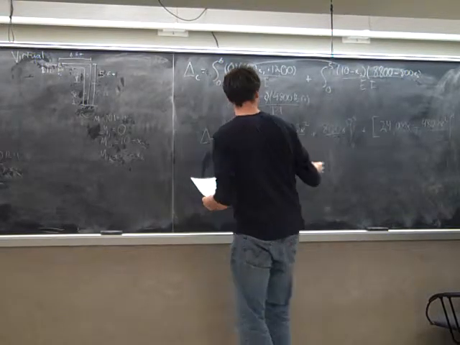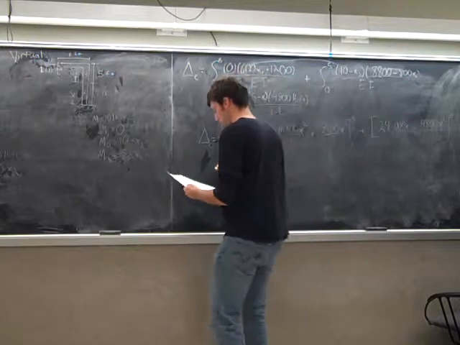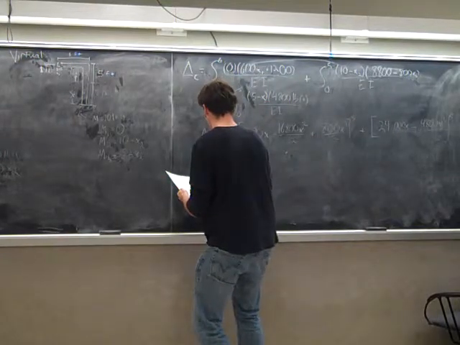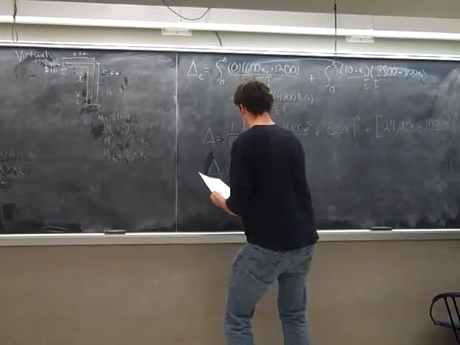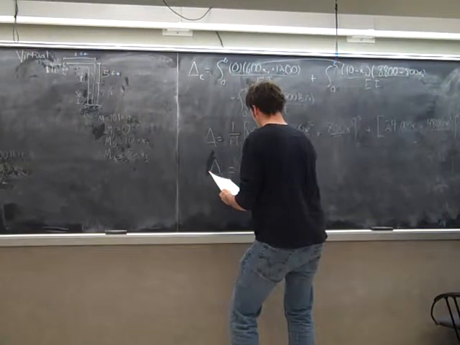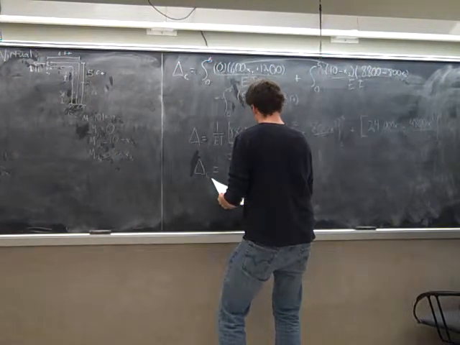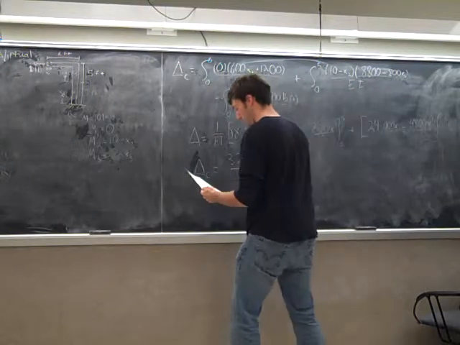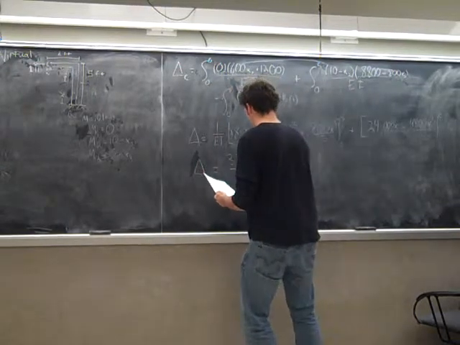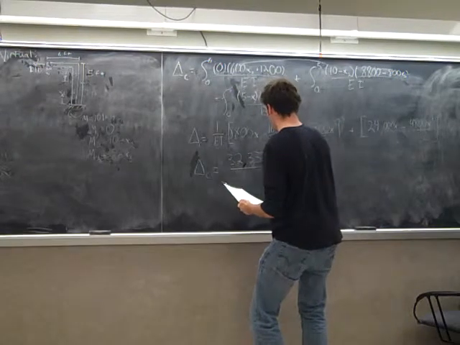So plugging in 5 for x for both of these, we get delta C is equal to 32,333. I'm sorry, 323,333.